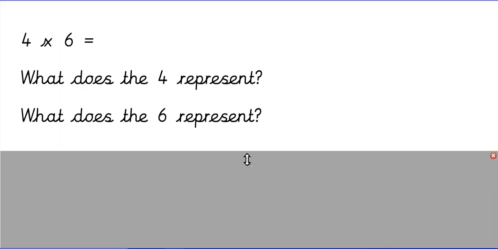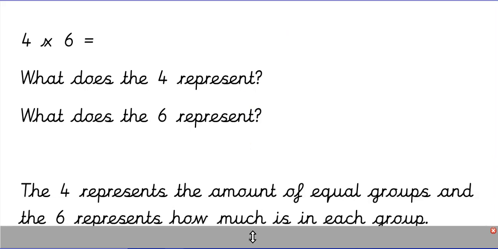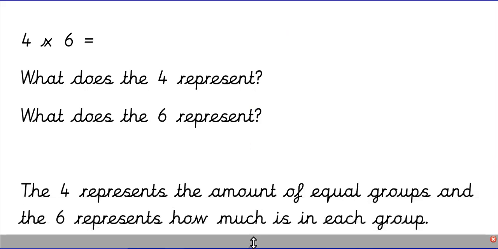Okay, let's have a look then, shall we? So, the 4 represents the amount of equal groups. So, you've got 4 groups, and the 6 represents how much is in each group. So, you've got 4 groups of 6.